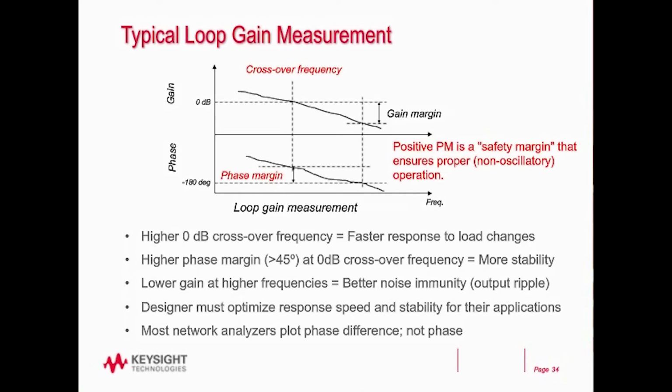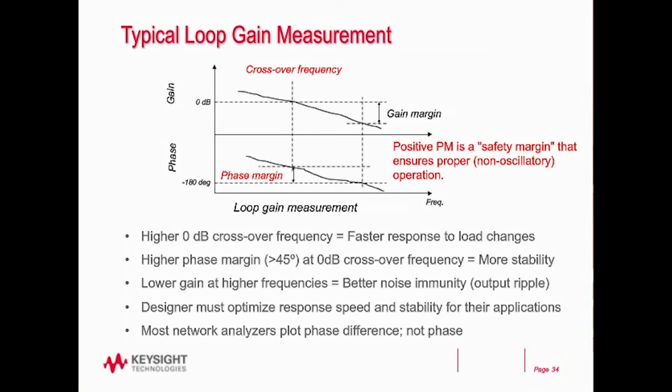So the higher the 0 dB crossover frequency, the faster the response will be to load changes. The higher the phase margin, typically people try to design for something greater than 45 degrees. The higher the phase margin, the more stable your output power supply is going to be. Lower gain at higher frequencies, you have better noise immunity, lower output ripple.